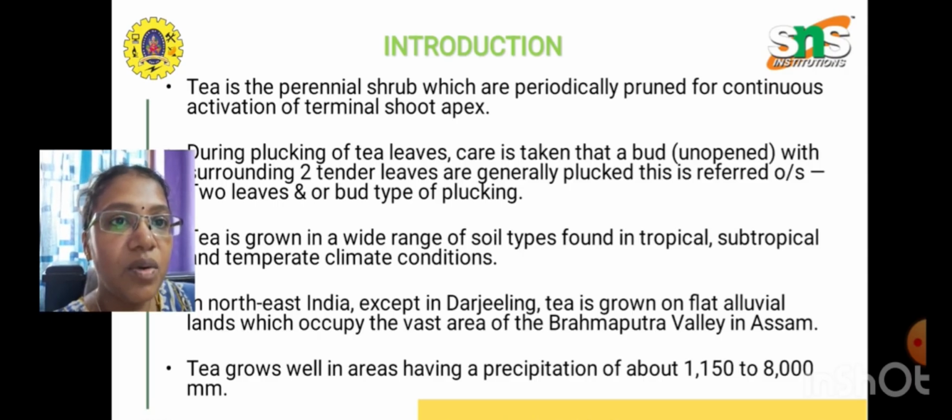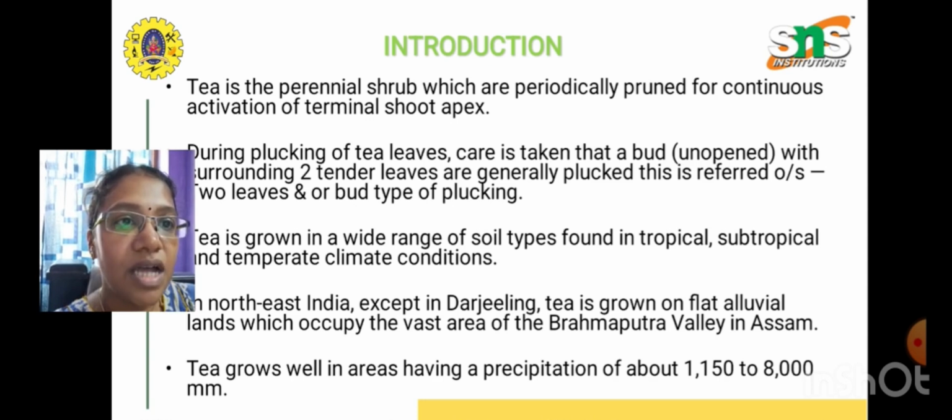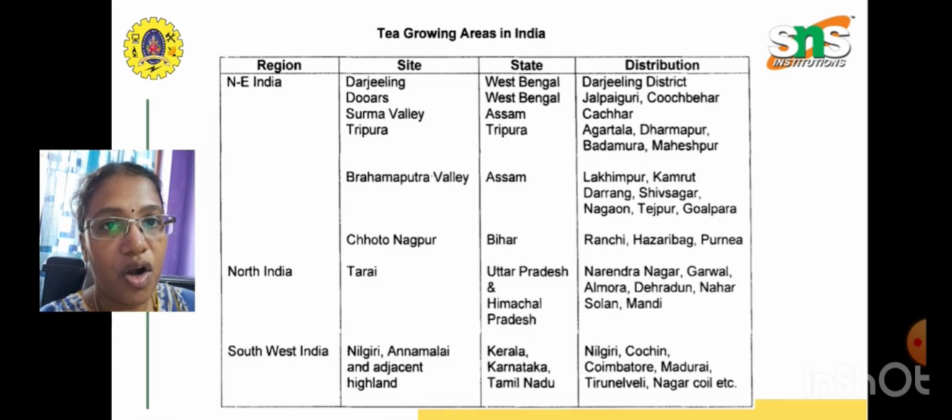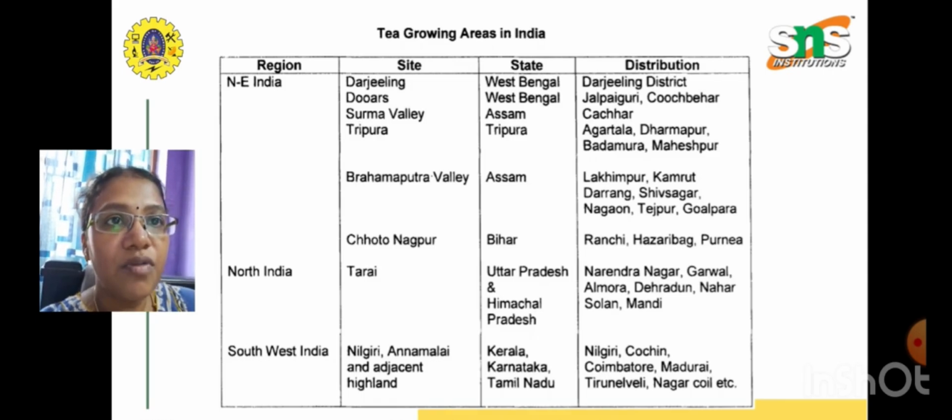It is mainly grown in a wide range of soils found in tropical, subtropical and temperate climatic conditions. And in northeast India, except in Darjeeling, the tea is grown on flat alluvial lands which occupy the vast area of the Brahmaputra Valley in Assam. They grow well in precipitation where 1150 to 8000 of rainfall is recorded every year. These are some of the tea growing areas in India.